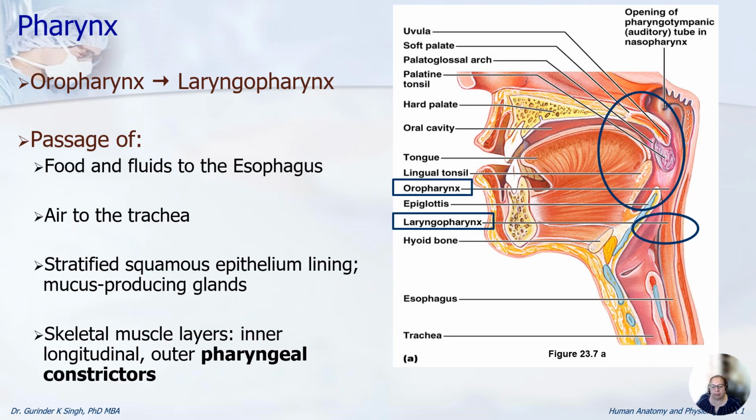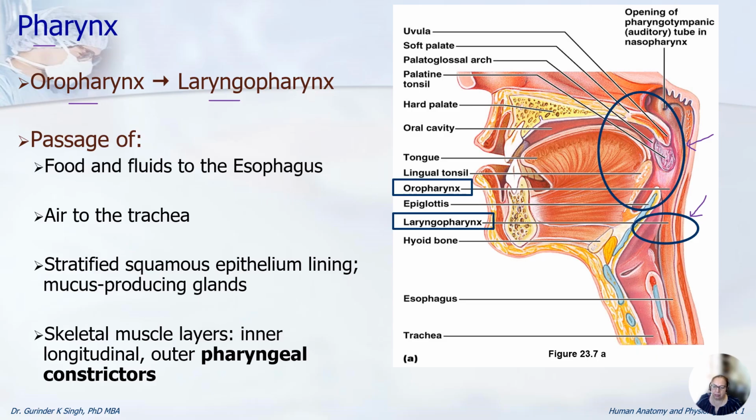Next region in the digestive tract is what we call the pharynx region. It has two parts. One is the oropharynx region, which is part of the oral cavity and connects to the pharynx region. And the second one is the laryngopharynx, and these are shown by these circles.